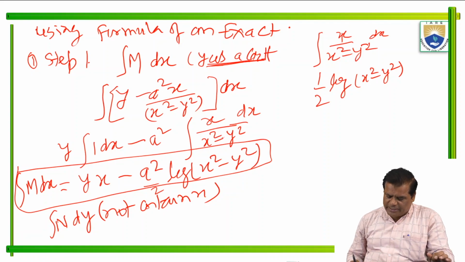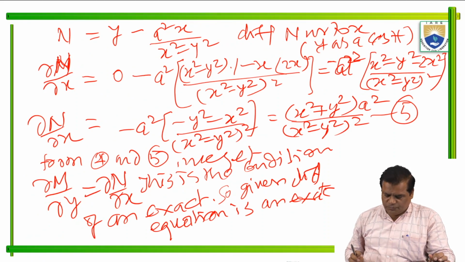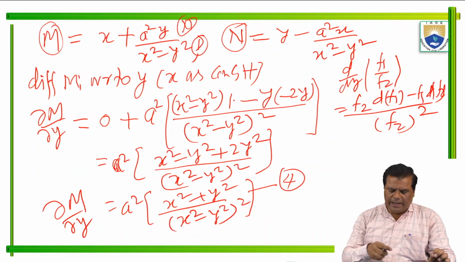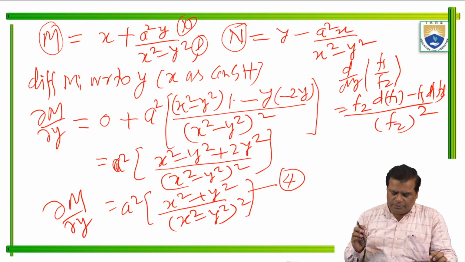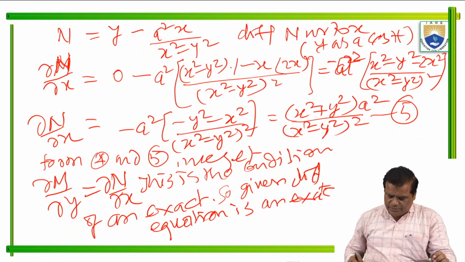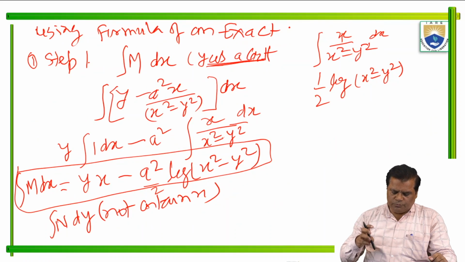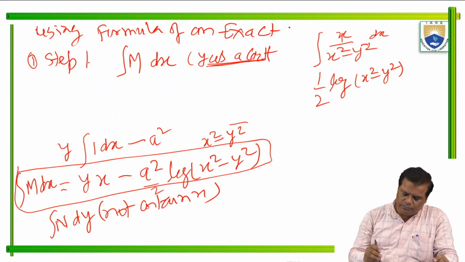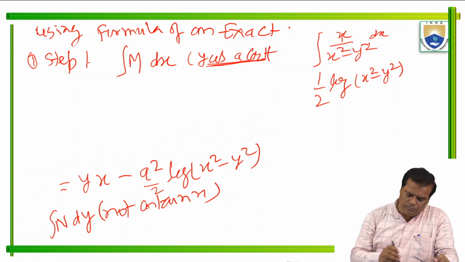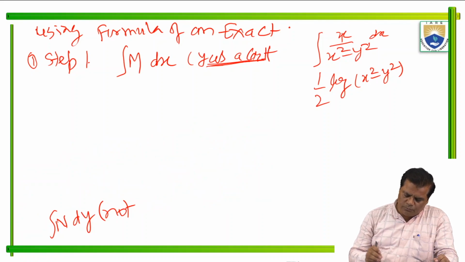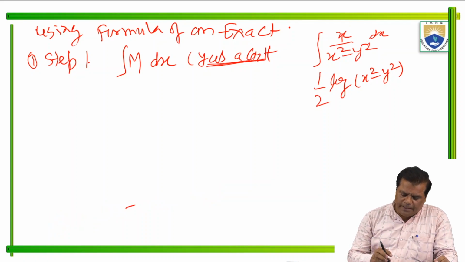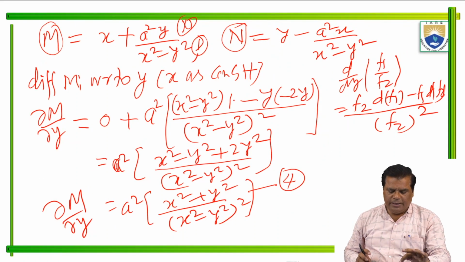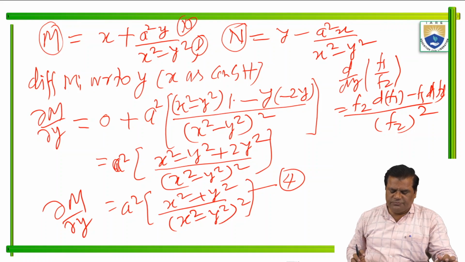Now step 2, integration of n dy, which does not contain x. So what is n here? N is y minus, this is n, m is this. This is wrong. Now I have taken the wrong value of m.